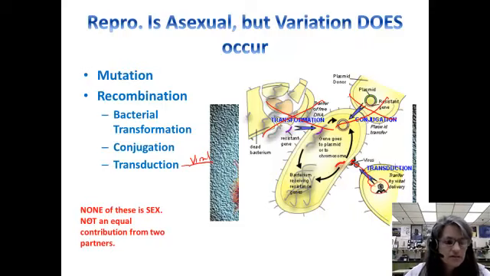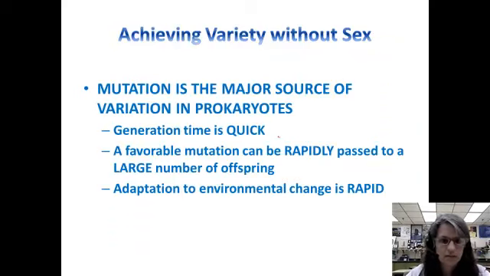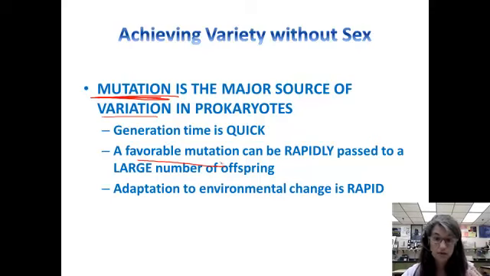Please remember, none of these is sex, not an equal contribution from two partners. We're basically picking up in all cases pieces of genetic material, not full complements of genetic material. Remember, of all of those, mutation is the major source of variation. Because bacteria reproduce so quickly, if you get a favorable mutation, it can be really quickly passed to a large number of offspring in a very short period of time.